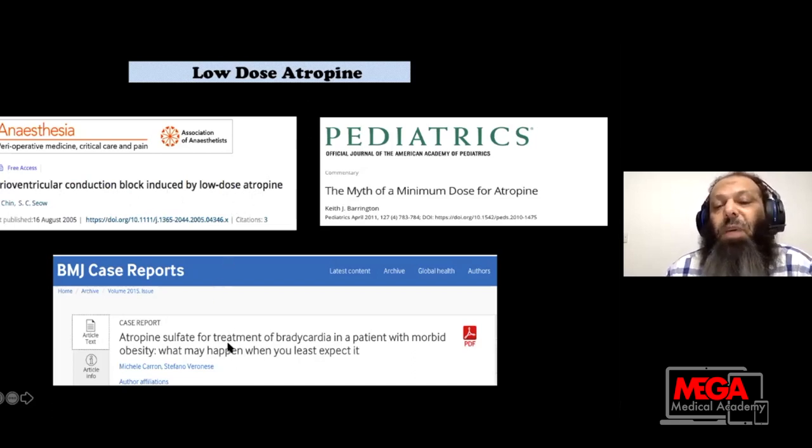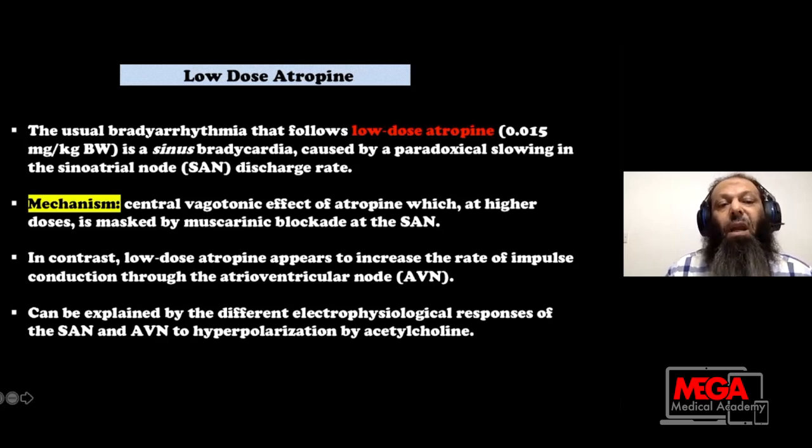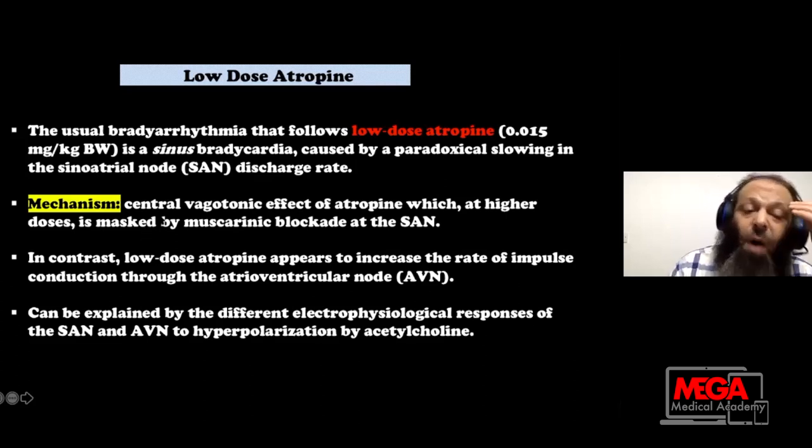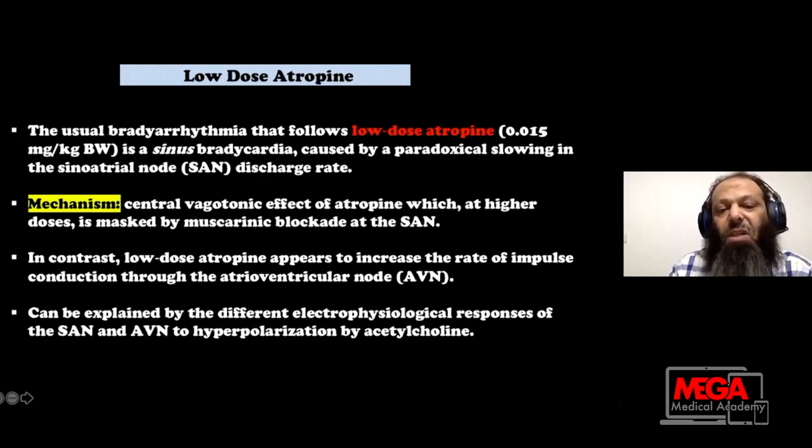Here for morbidly obese patients, and here for the low dose of atropine in pediatric patients, there is a paradoxical bradycardia that happened after the low dose of atropine. The usual bradyarrhythmia that follows the low dose of atropine, which is 0.001 per kg, is sinus bradycardia. This is the commonest one. Usually it's caused by paradoxical slowing of the sinus node. The mechanism, why with the low dose of atropine we have paradoxical bradycardia, not tachycardia, is that the central vagotonic effect of the atropine, which is at higher doses, is masked by the muscarinic blockade of the sinus node.